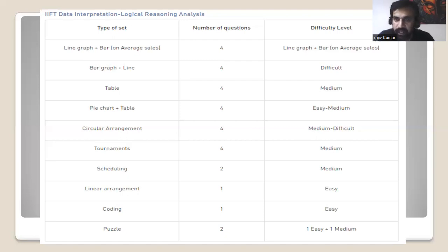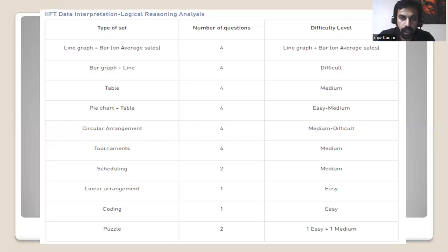And the remaining, you can say 8 to 10 was medium, and then again 8 to 10 was difficult. So the breakup was 16 DI, 14 LR. Overall 30 questions were there, right? And about the breakup of the difficulty level, it was 7 to 8 questions easy, 10 questions medium, and then 10 questions difficult.